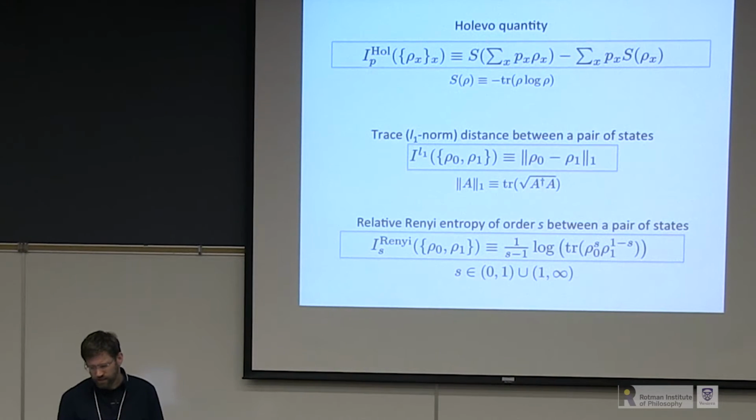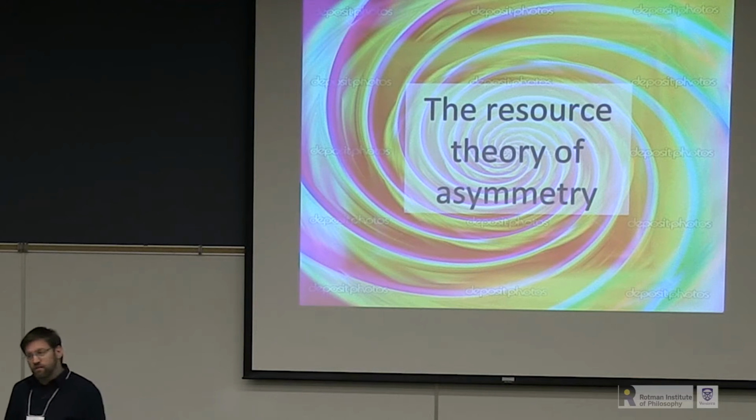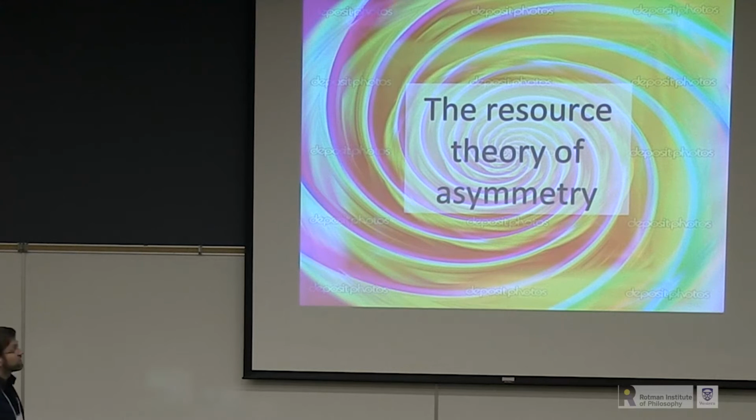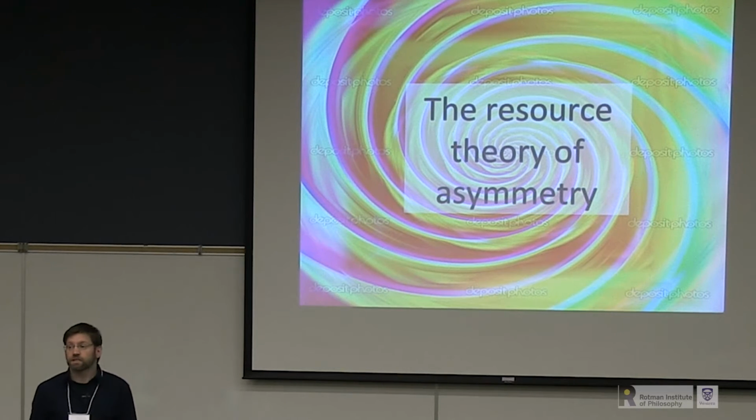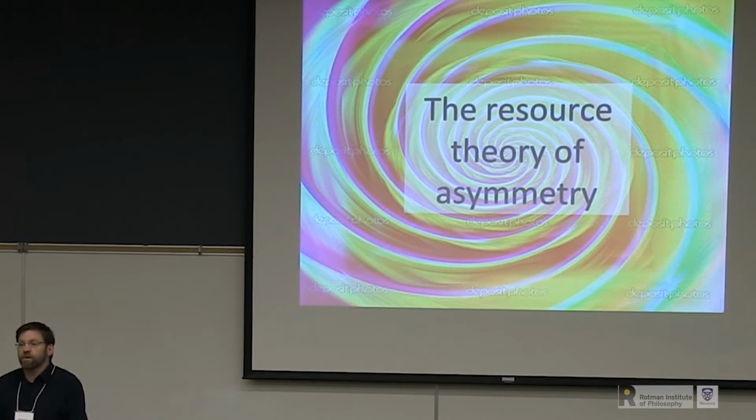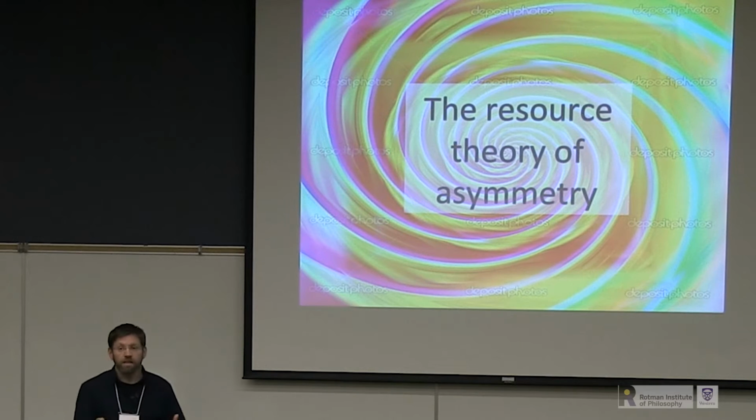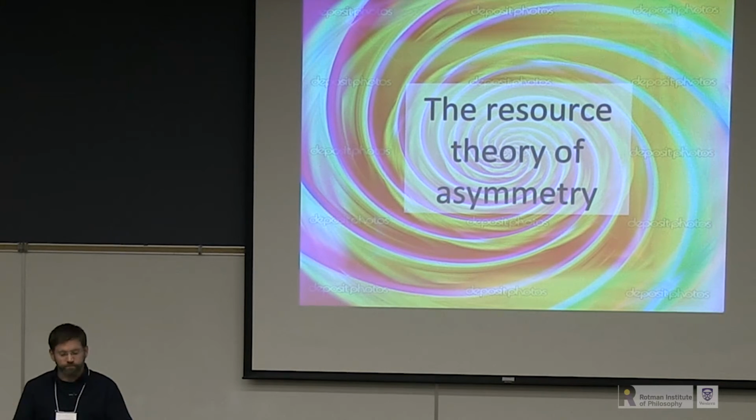Okay, so that's all I want to tell you about information theory. And now in the rest of the talk, I'm going to say what its applications are in resource theories that have more to do with physics, that you might think a priori have nothing to do with information. So the first example is going to be the resource theory of asymmetry, by which I mean symmetry breaking.